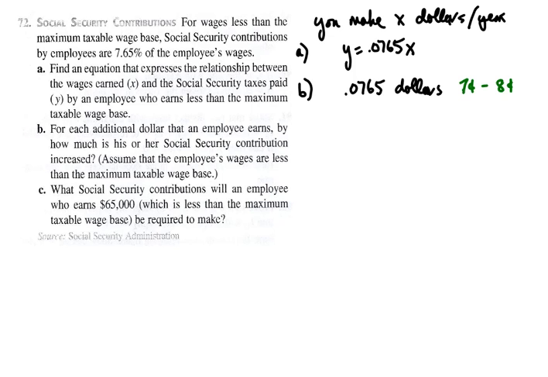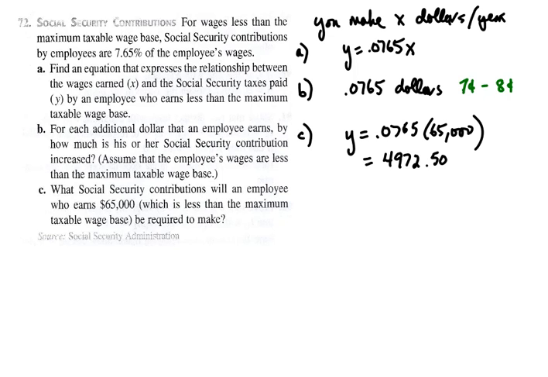Part C, what Social Security contributions will an employee who earns $65,000, which is less than the maximum taxable wage base, be required to make? So in this case, we're just saying that your X, your dollars earned, is $65,000. And so we're going to substitute that in for X, and we get 0.0765 times 65,000.